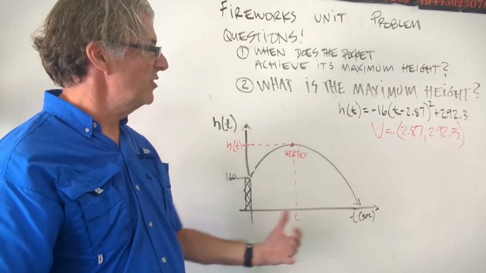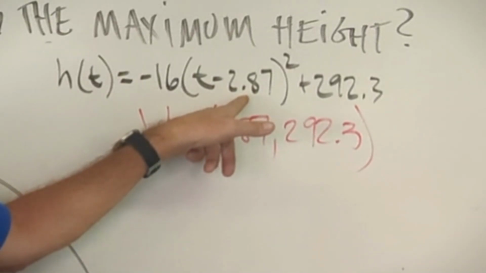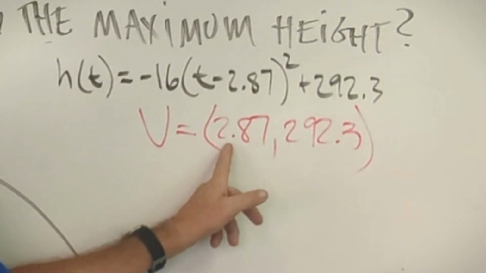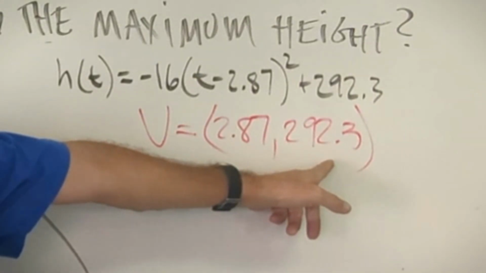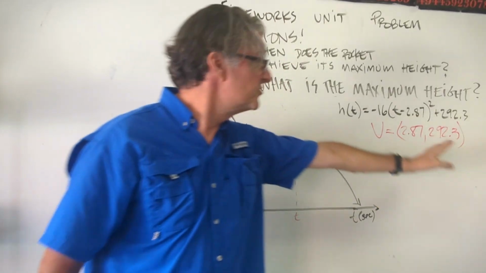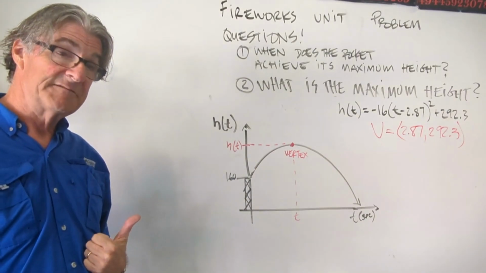Okay, the vertex coordinates are just this number, change the sign, so it's minus 2.87 here, so the x-coordinate of the vertex is 2.87, and then this number just comes down to 292.3. Okay, transfer those numbers onto your graph and come back.